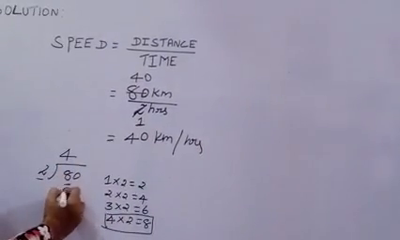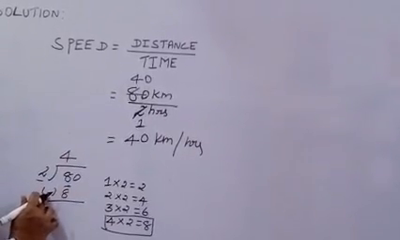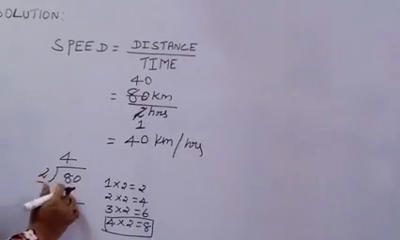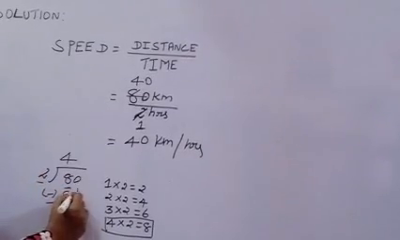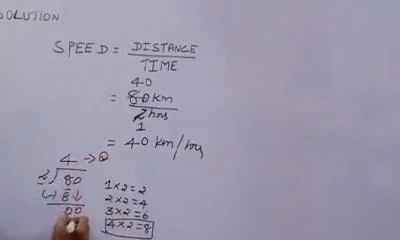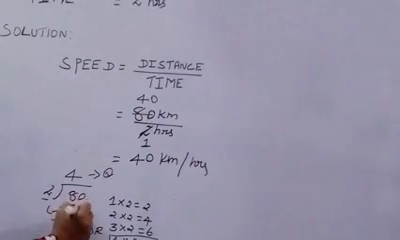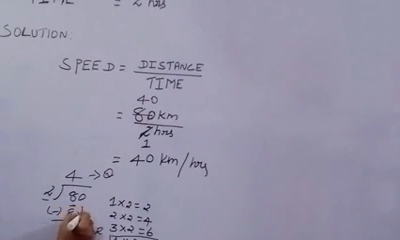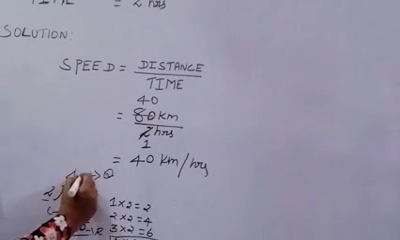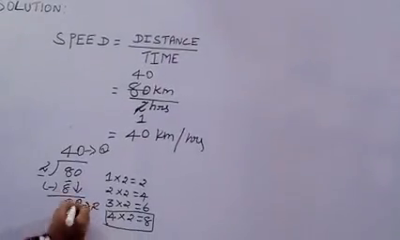4 2s are 8. Division is repeated subtraction. I put the subtraction symbol here. So 8 minus 8, 0. Next bring down 0. This is the quotient and this is the remainder. So when you bring down 0, that is not divided by 2, so I put 0 here. So your quotient is 40 and the remainder is 0.